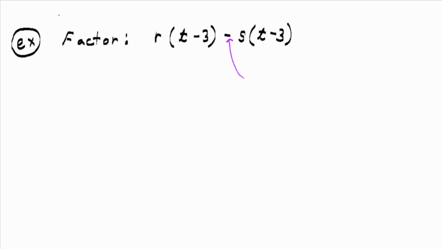Now, somebody said we need to multiply it out. Well, no, I don't think we do. So does everybody see that there's two terms defined by the products, r times the quantity t minus 3 and the minus s times the quantity t minus 3? There's actually two terms in this polynomial. The terms are defined by the products, right? Now, do those two terms have anything in common? Yes, what is it? The quantity t minus 3.